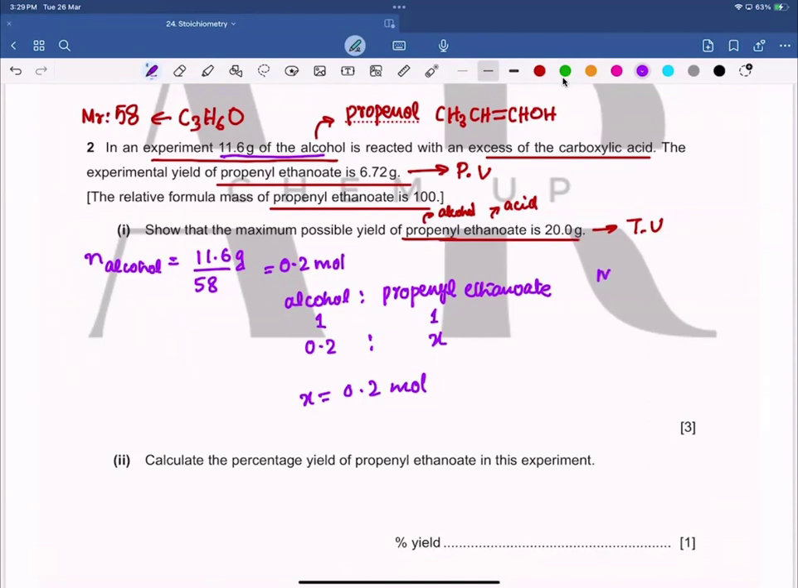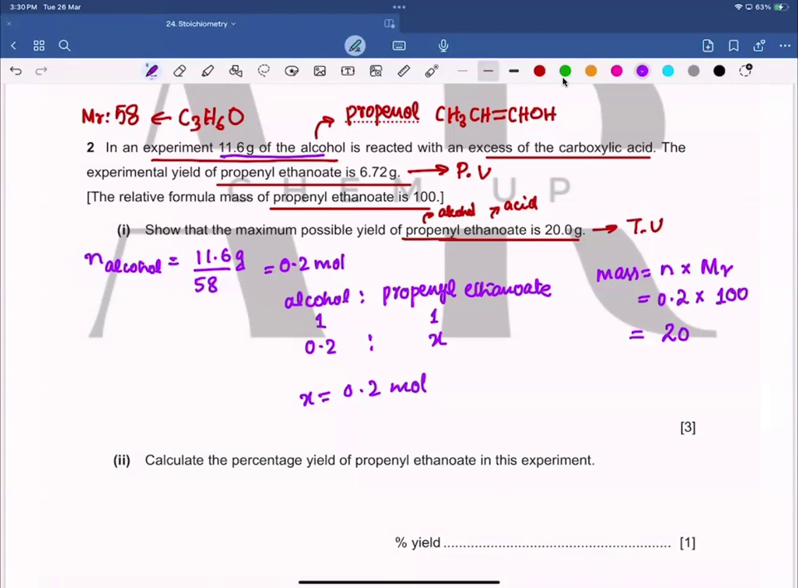So if you recall the formula of mass, mass is equals to moles multiplied by MR. So the moles of propyl ethanoate is 0.2 and MR is 100. Multiply them. Isn't it going to be 20? 0.2 into 100 is 20, right?